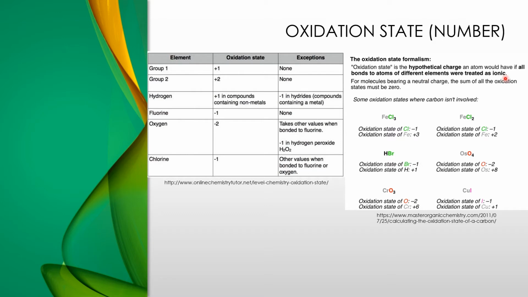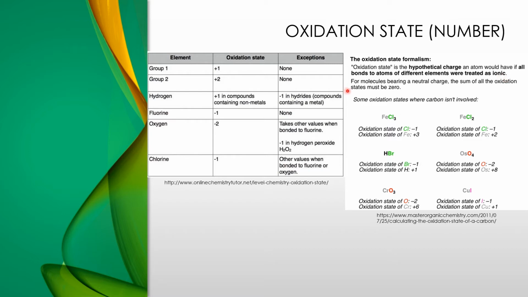And so really, it's not an actual charge that atoms have within a molecule, but it helps to explain the changes that may occur in a redox process, because it helps us keep account of all the electrons and where they're moving to.